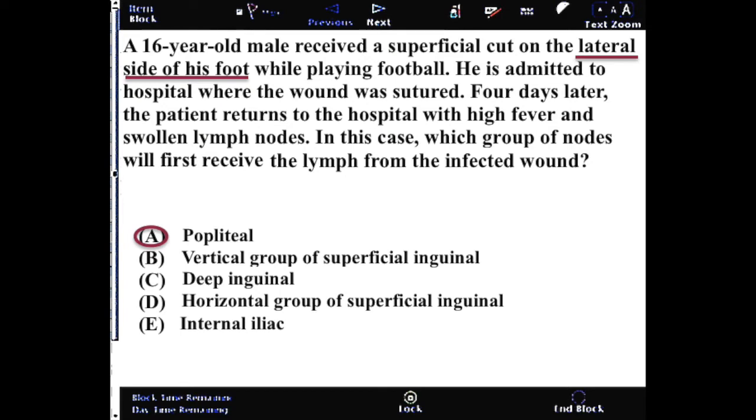The deep inguinal nodes will be trailing along the femoral vein, and the horizontal superficial inguinal nodes will be trailing from the ASIS region as well as the lower abdomen. The external iliac nodes will be deeper into the pelvis, as well as the internal iliac nodes, which will drain some of the deeper perineal regions.